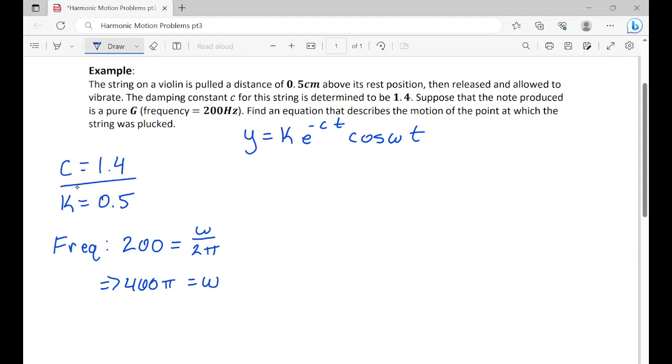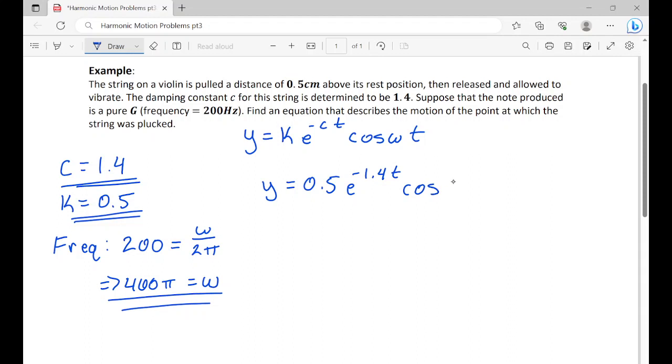So we know C, K, and omega. That's all we need to write our equation, so plug it in. So y equals 0.5 e to the negative 1.4 t times cosine of 400 pi t. And so this whole equation here describes the motion for the string that was plucked on this violin.